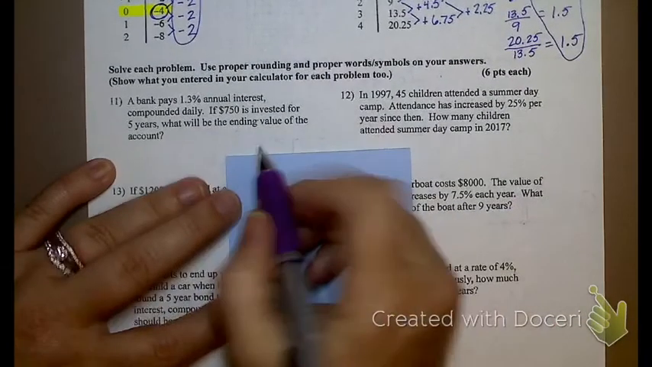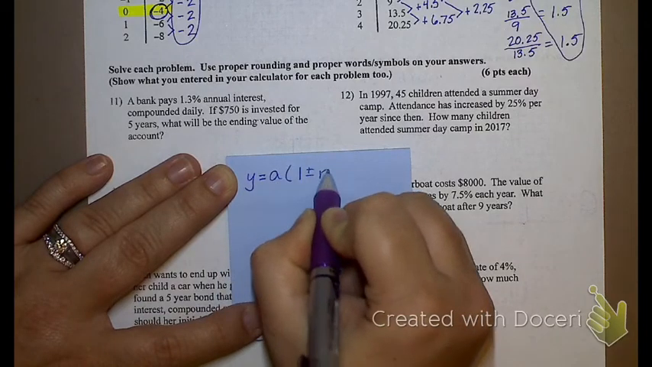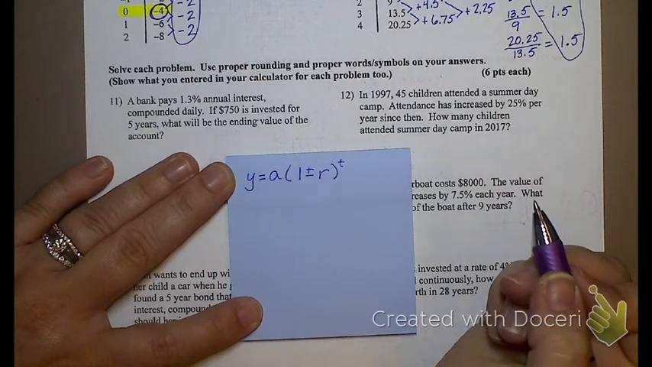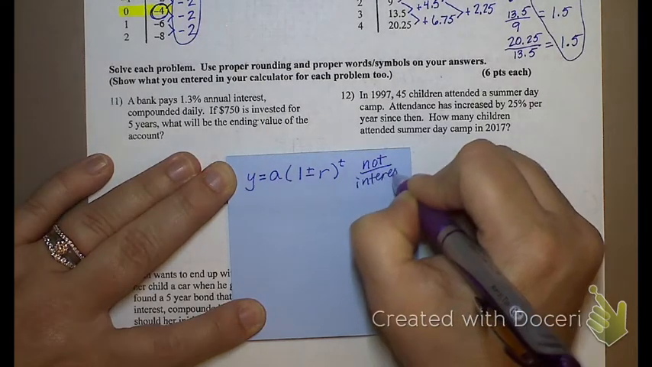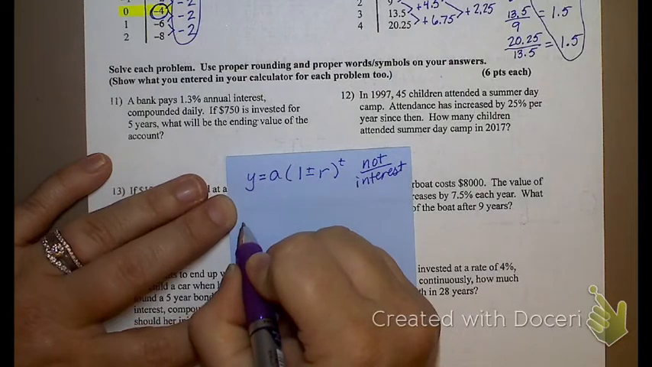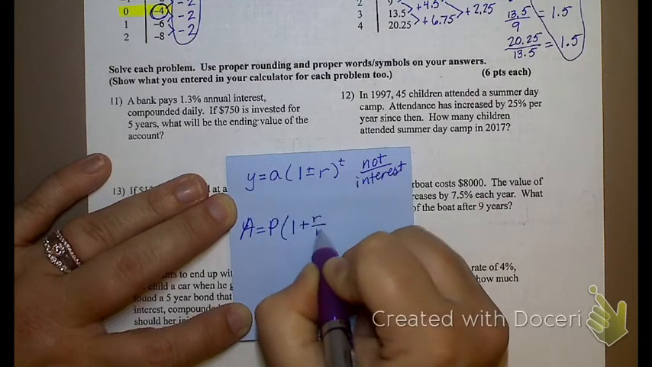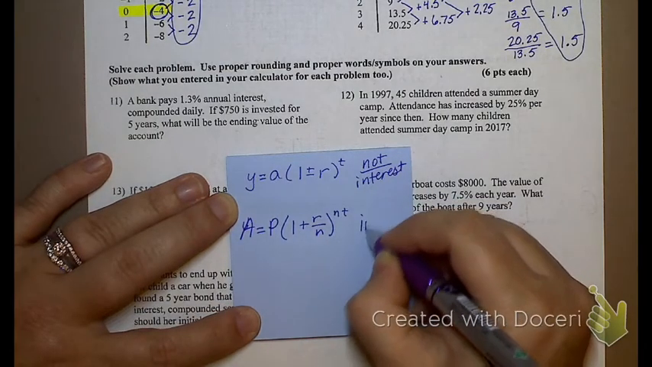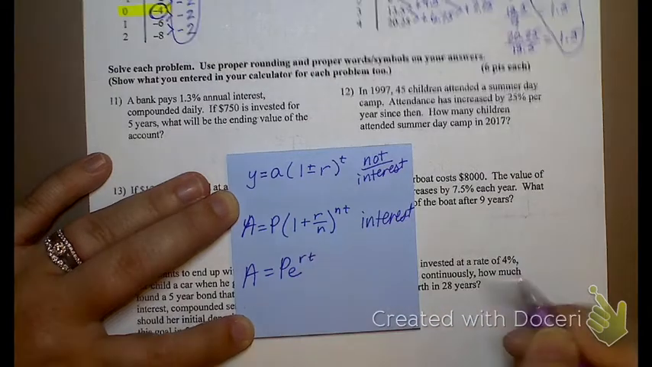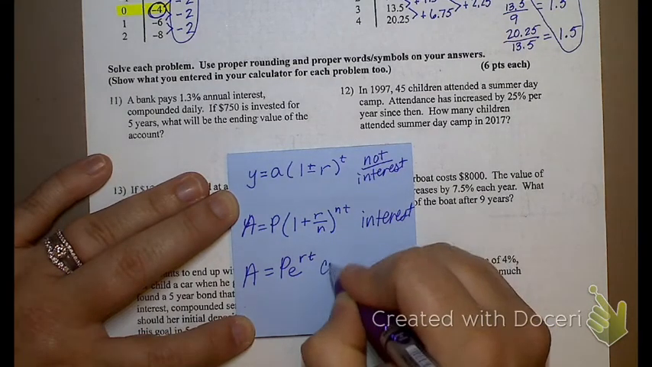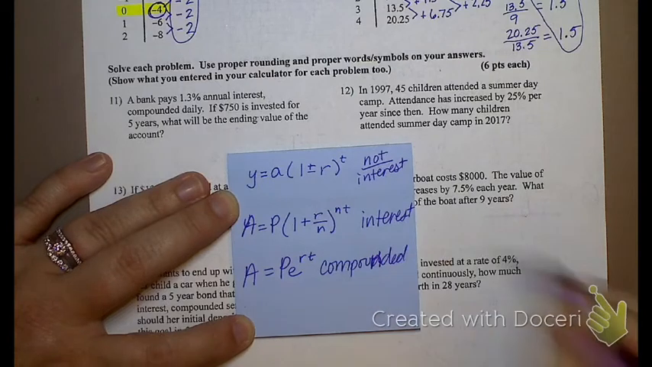So we have three equations. We have y equals a times 1 plus or minus r to the t. That's for anything growing or decaying that is not interest, right? As soon as we have interest, we have A equals P times 1 plus r over n to the nt. That is interest. And finally, the last one, A equals P e to the rt, and when do we use that one? When it is compounded continuously. Compounded what?